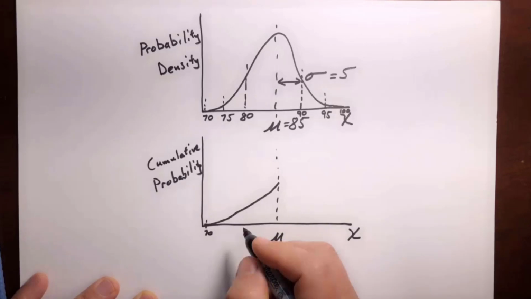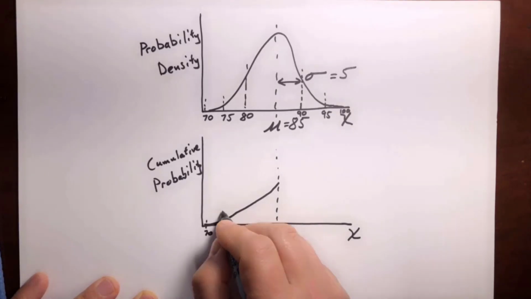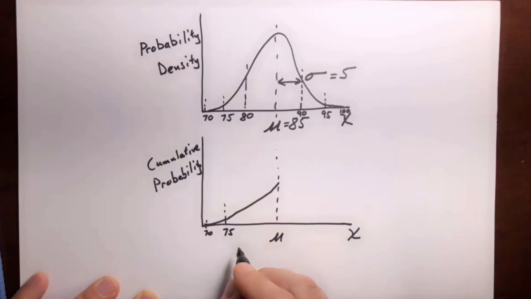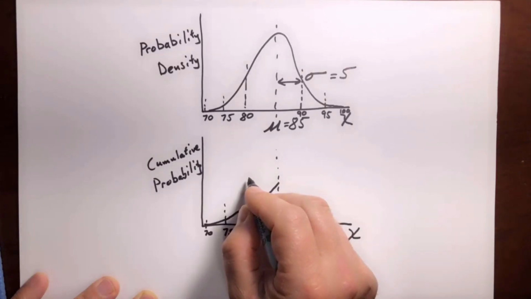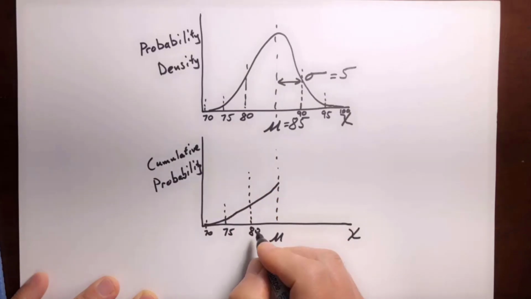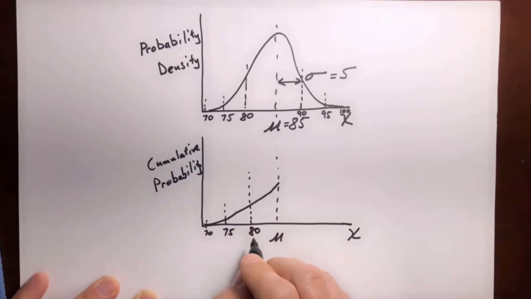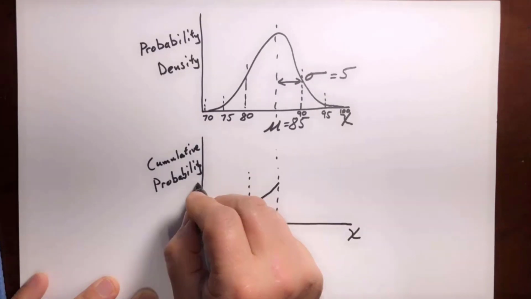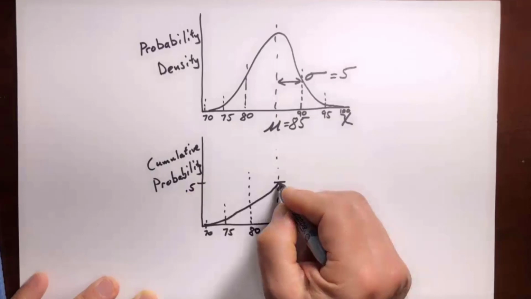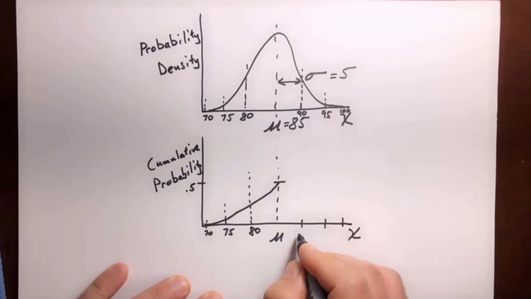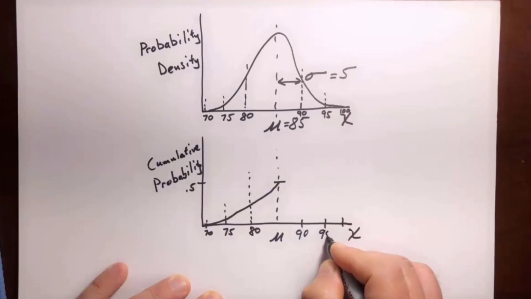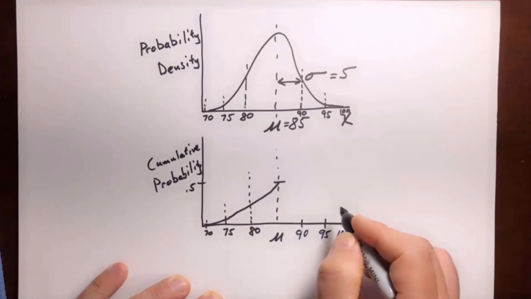We have about a 2.5% chance of being more than 2 standard deviations below the mean, about a 1/6 chance of being more than a standard deviation below the mean. Again, about a 50-50. We're at 50-50 here.